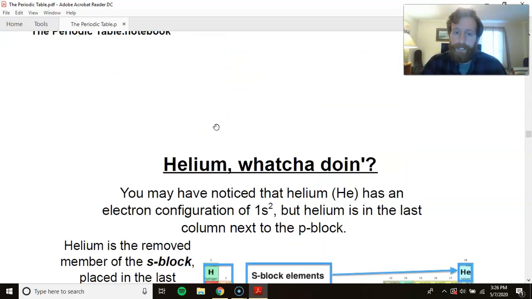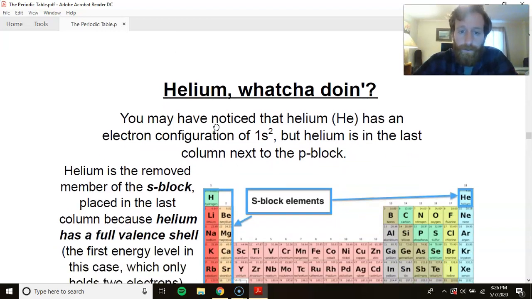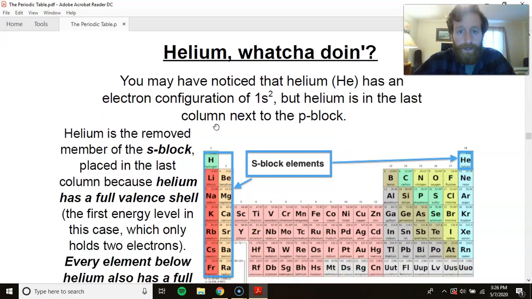So I said we'd talk about helium and what it's doing. So what are you doing, helium? You may have noticed, and I think I even made this a PD question in the last assignment, that helium has an electron configuration of 1s2. It's got 2 electrons close to the nucleus in that first energy level and an s orbital.